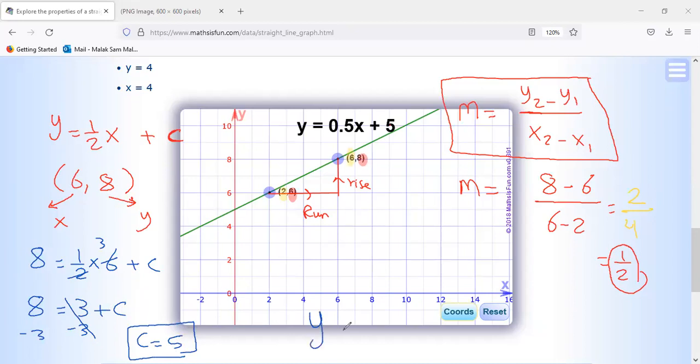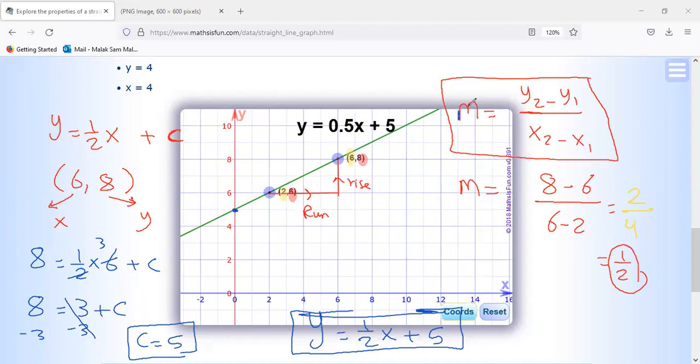So write the equation as y equals half x plus 5. That's it. And if you want to check it, you will find that this line cuts the y-axis at this point, which is 5. So y equals half x plus 5. This is the equation of the line.